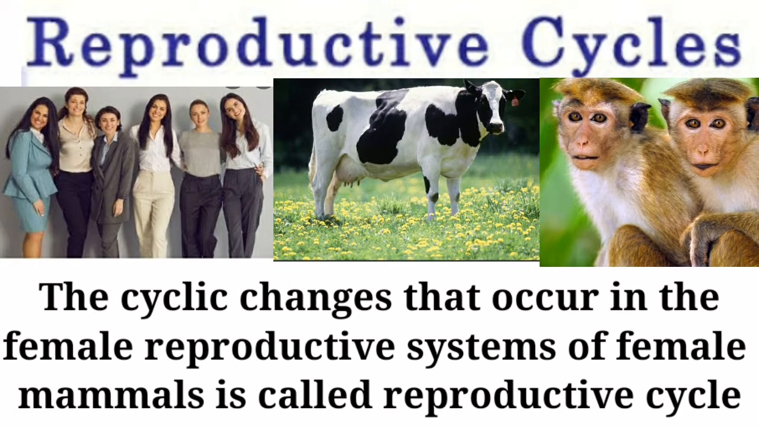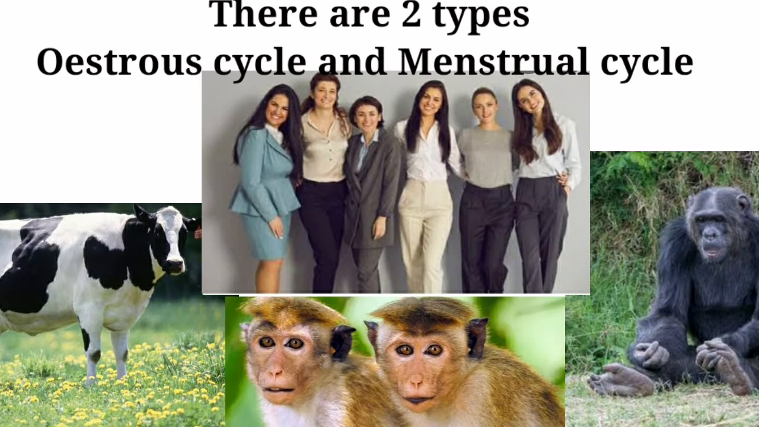The cyclic changes that occur in the female reproductive systems of mammals are called the reproductive cycle. Clear children, the cyclic changes that occur in the female reproductive systems, and this occurs in the mammals, we call it as reproductive cycle. There are two types of reproductive cycles, that is oestrous cycle and menstrual cycle.